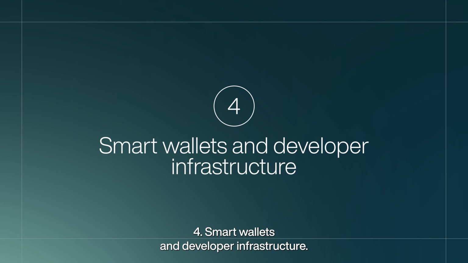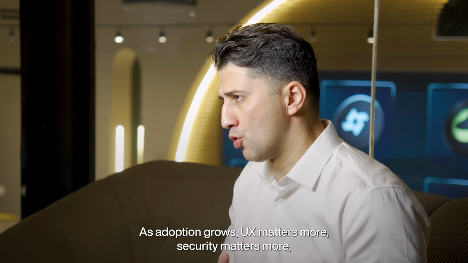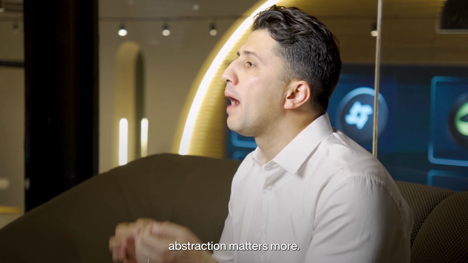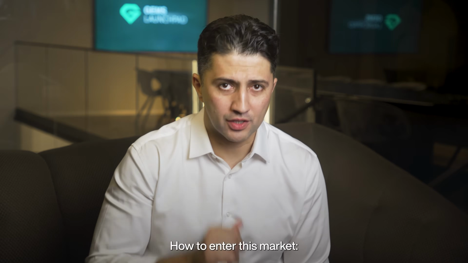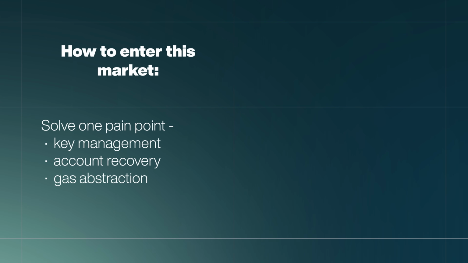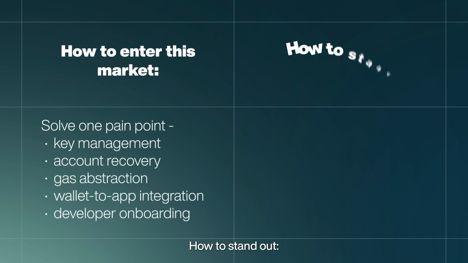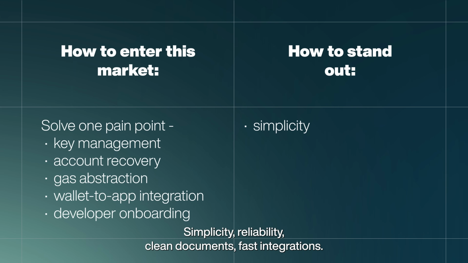4. Smart wallets and developer infrastructure. This is the picks and shovels layer. As adoption grows, UX matters more, security matters more, abstraction matters more. How to enter this market? Solve one pain point: key management, account recovery, gas abstraction, wallet to app integration, or developer onboarding. How to stand out? Simplicity, reliability, clean documents, fast integration.